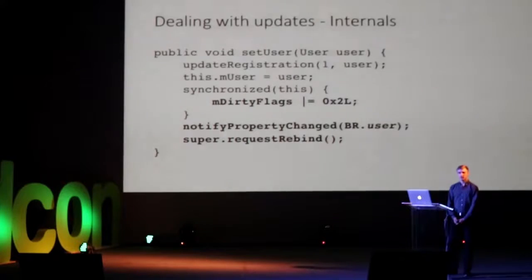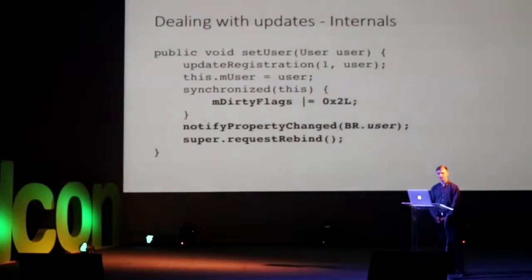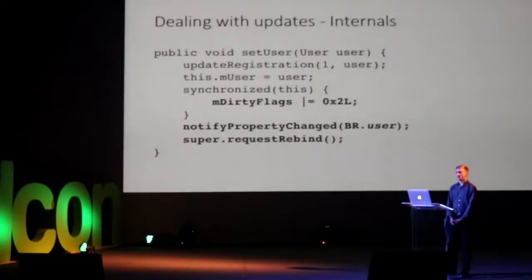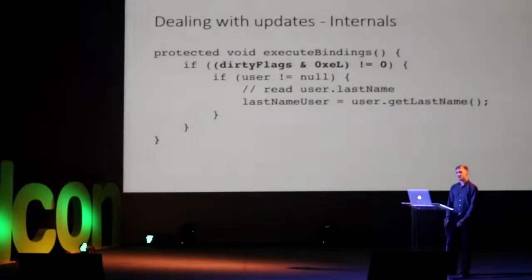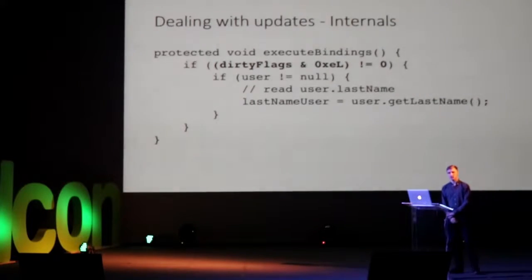Request rebind is an asynchronous method. That's important to know. I'll mention more about why that is important later as well. Eventually request rebind calls a method called execute bindings. Inside of execute bindings, you have a whole list of if statements to check which flags are dirty. And here, if the user's last name flag is dirty, we will update the last name of the user. You can see here as well, there's an if user not null, so those are the null safety checks that are put in place automatically for you.